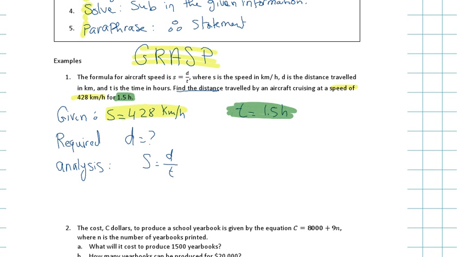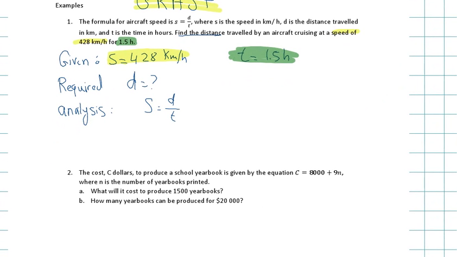What comes after analysis? Solve. So in the solve, what do I have to do? Sub in the given and solve. So the given are S and T. So where do you see S? That's out. So you're going to replace that S with the amount that's given. So I'm going to write 428. When you're subbing in, don't worry about the units. You don't want to include the units. Okay? So I replaced S with 428.